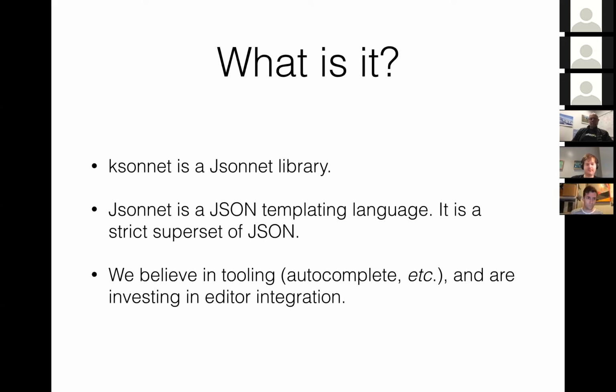Okay, so what is it? So Casein is a JSON library. I didn't come up with the name. That was Sam Goads at Box. JSON, if you don't know, is a JSON templating language. So it's a strict superset of JSON that includes things like variables, functions, as well as some nice object-oriented features. JSON was an important choice for us because it helps us accomplish goal 2, which is to be entirely compatible with existing JSON configurations.